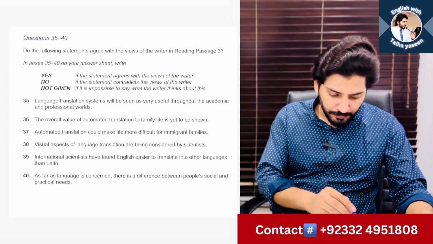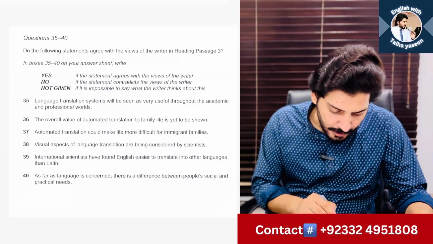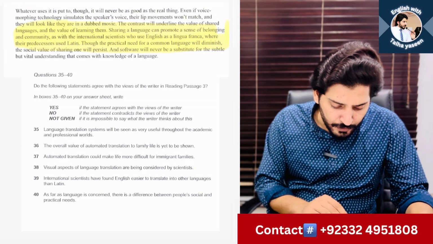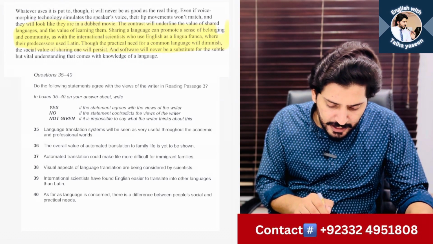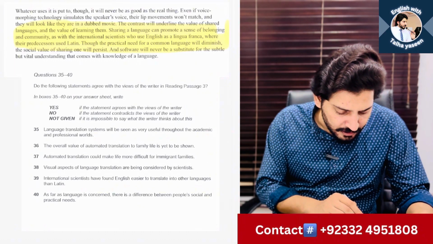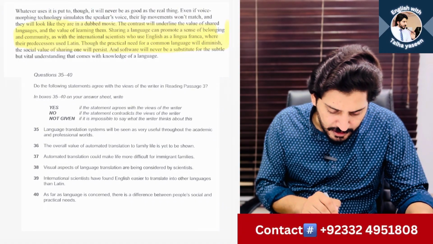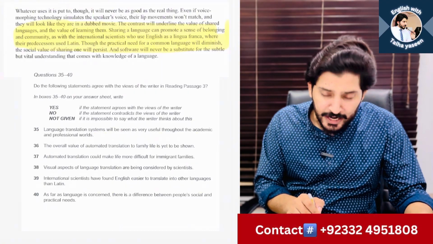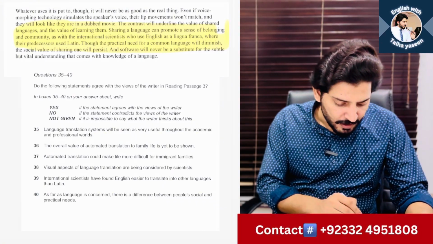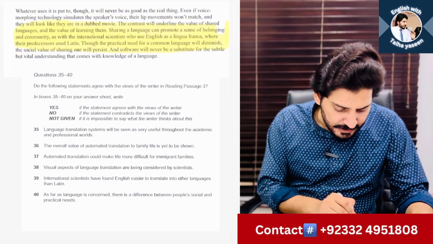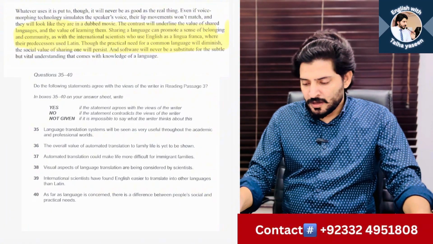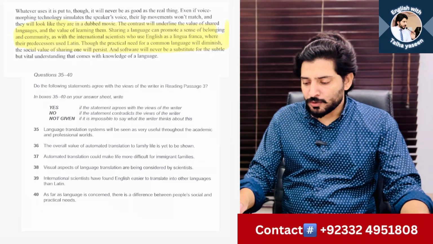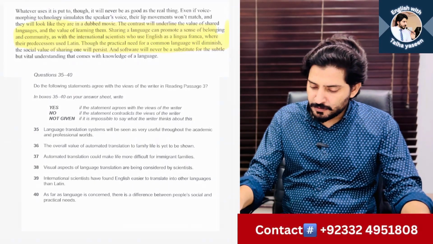39. The contrast will underline the value of shared language and the value of learning them. Sharing a language can promote a sense of belonging and community, as with the international scientists who use English as a lingua franca. Lingua franca means global language, where their predecessors used Latin. So here there is no comparison, and no mention of the information being asked in the question. So we will write not given.